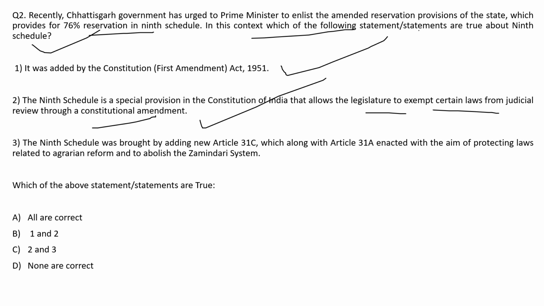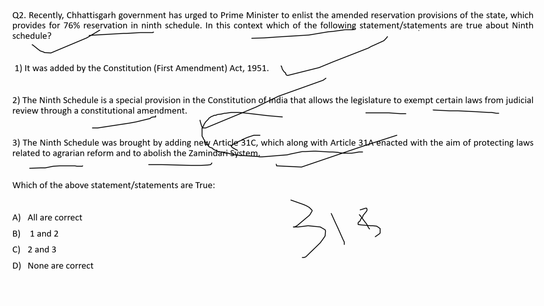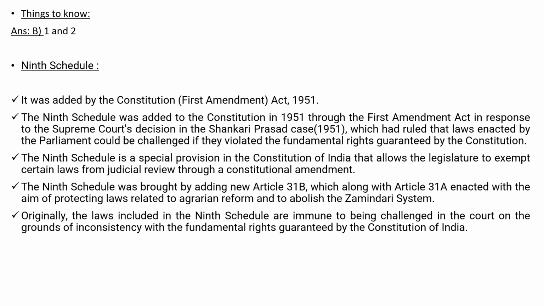Okay, the 9th schedule was brought by adding a new Article 31C. This is not true. This should be 31B along with Article 31A, enacted with the aim of protecting laws related to agrarian reforms and to abolish zamindari system. So since some basic concept regarding certain facts are enshrined in certain articles, এইবিলাক কিছুমান বস্তু আপোনালোকে মনত ৰখাটো জৰুৰী। So which of the following statements are true? This is not true. 1 and 2 are true. 3 is not true. So B is correct. So 1 and 2 are correct.